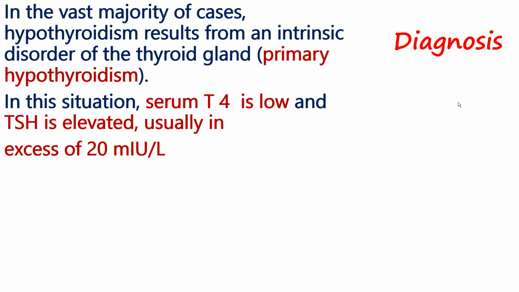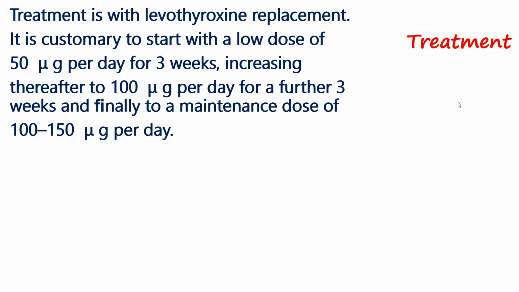If they are decreasing due to failure of the thyroid gland, then TSH will be raised, trying to stimulate the gland more. And of course, T4 and T3 will be suppressed below the normal reference range. Now, as to the treatment, here we give what we call the replacement therapy. We are replacing the missed thyroid hormones.